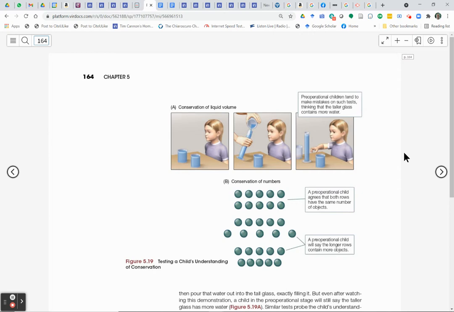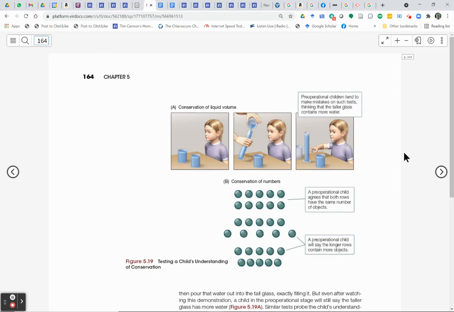And the kid said, can I go outside now? And as he was going for the door, he turned back to the father and said, I still think it would take you longer to drink the lemonade out of the tall glass. And I bet the dad put his head into the countertop. The kid didn't believe it. He was just parroting. He still thought there was more liquid in the tall glass.